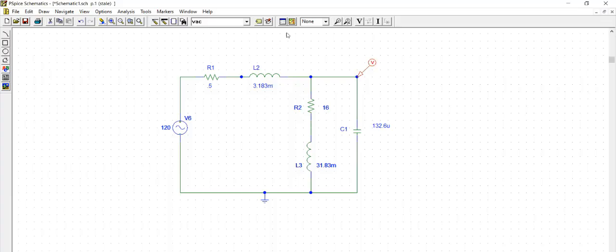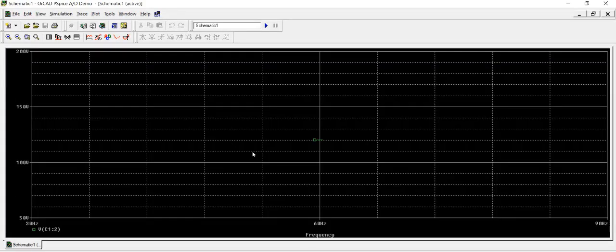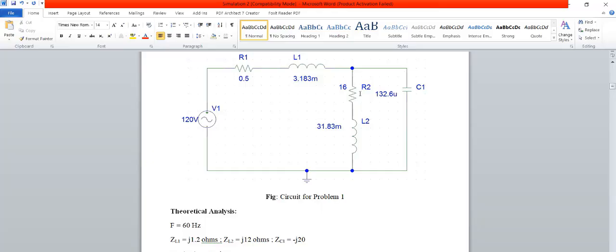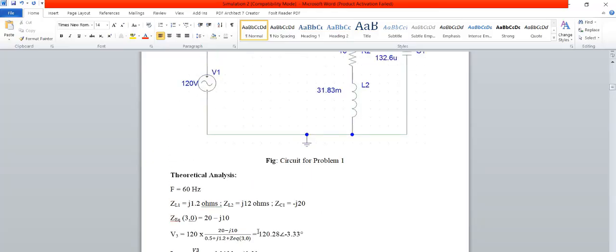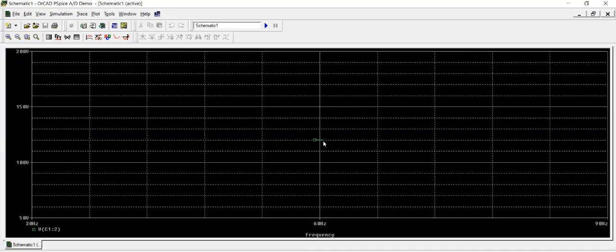Now run the program. We see that our voltage at this point is about 120 volt. If we calculate it manually, we will see that for this circuit our voltage at this node is also 120. So our circuit is simulated correctly. Also you can notice that if we use VAC, our output is shown as a phasor value, but if we used VSIN, our output would be shown as a normal sinusoidal wave.